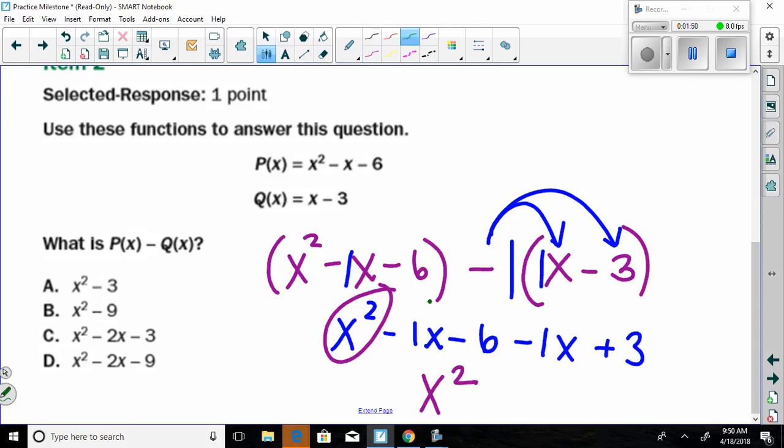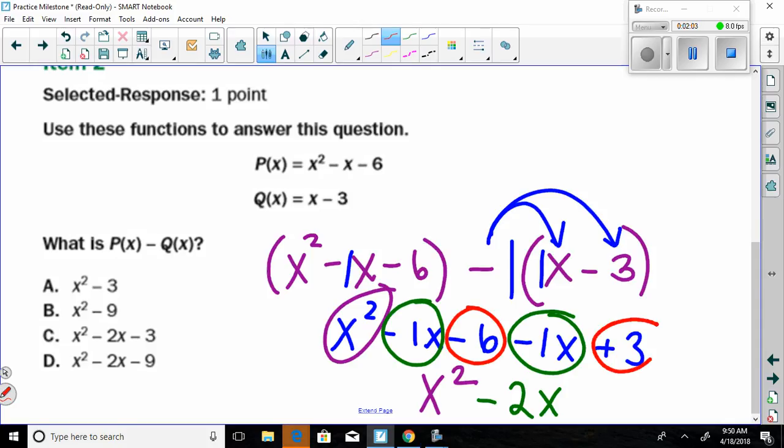Is there any other x's? Which other one? Good. So what's -1 plus -1? -2x. And then I have my last one, -6 plus 3. Beautiful. So which one's your answer? C. And so you notice that D is an answer choice. So D is in case you forgot to change that to a positive, they have that thing ready for you to mess up. So make sure you're being careful with that.